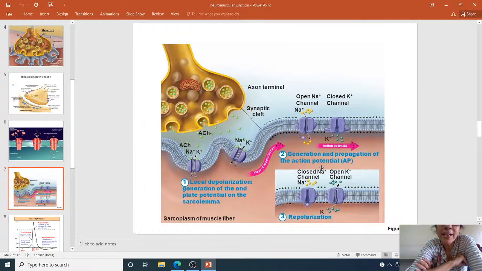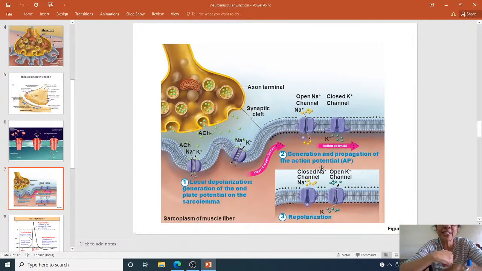When the depolarization is occurring, it will give rise to the end plate potential. So here one more word is important, depolarization, because a lot of positive ions are entering the muscle fiber from the ECF.